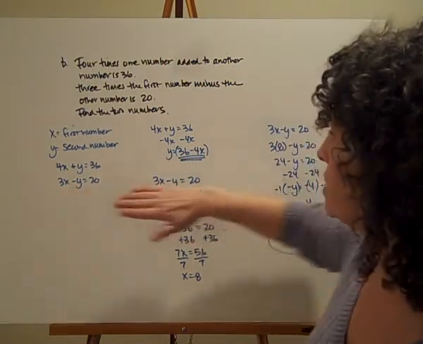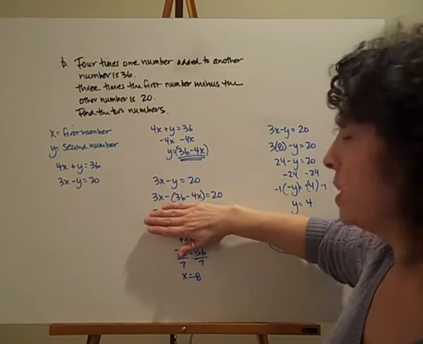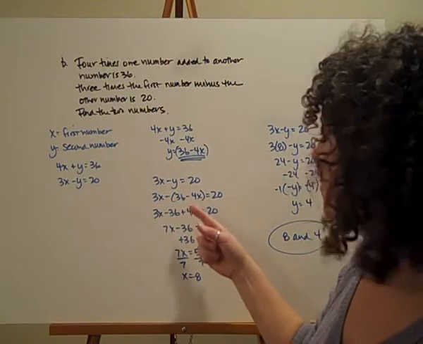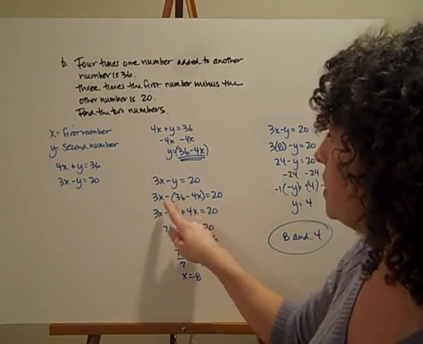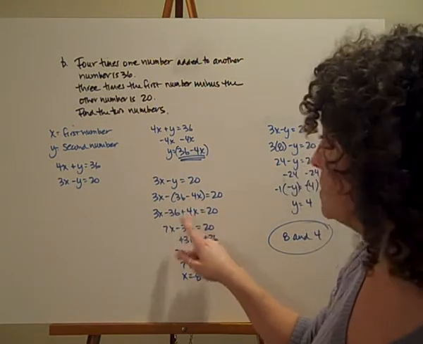So here's my other equation, 3x minus y equals 20. Here's the equation where I took out the y and replaced it with 36 minus 4x. Don't forget our distributive here. I'm going to do minus 36. I'm going to do minus a negative 4x, so that's positive 4x.